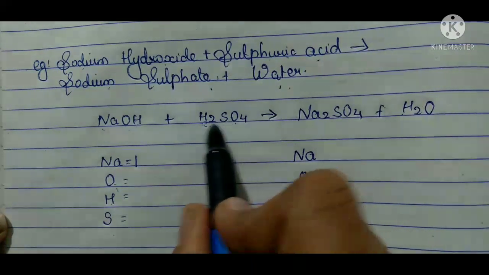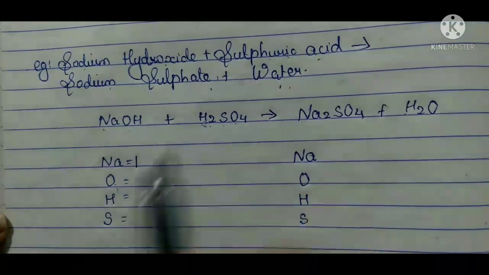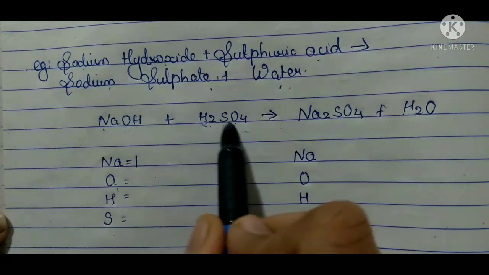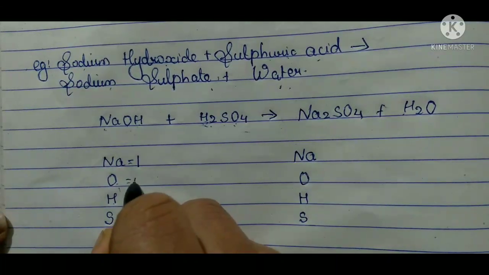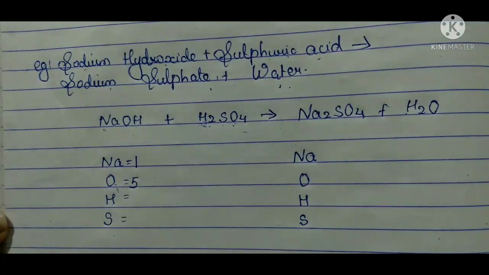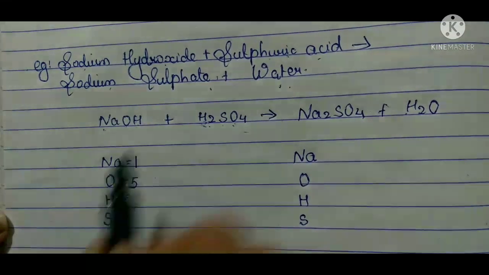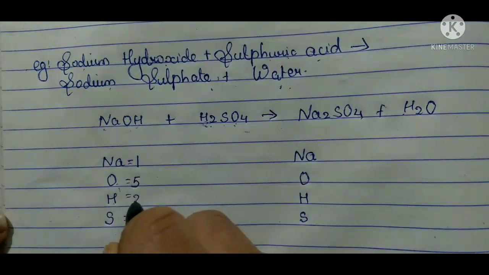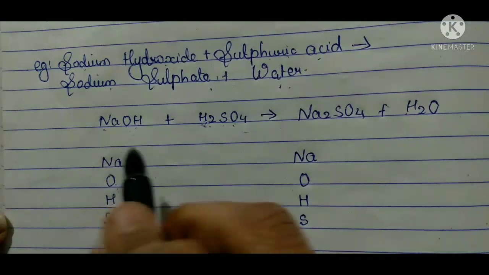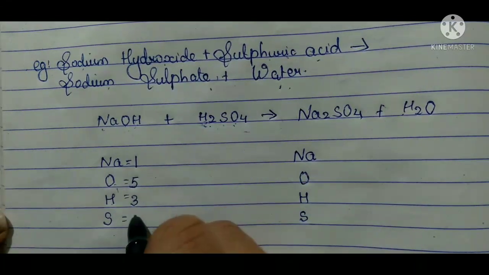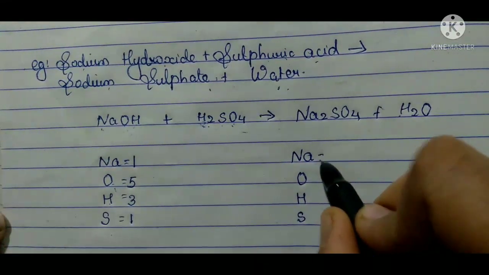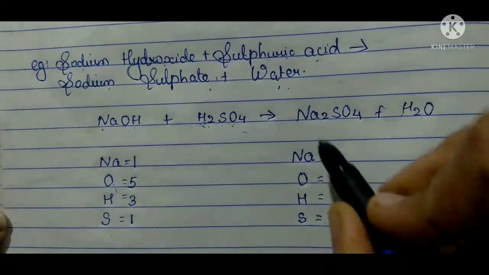So what I have said, the number of same atoms together. So you will write this oxygen together. So 1 plus 4, how many oxygen? 5 oxygen. Okay. Come to hydrogen. How many hydrogen? 1 plus 2, 3 hydrogen. Come to sulfur. How many sulfur? 1 sulfur. Okay. Now the same thing you will do in the product.